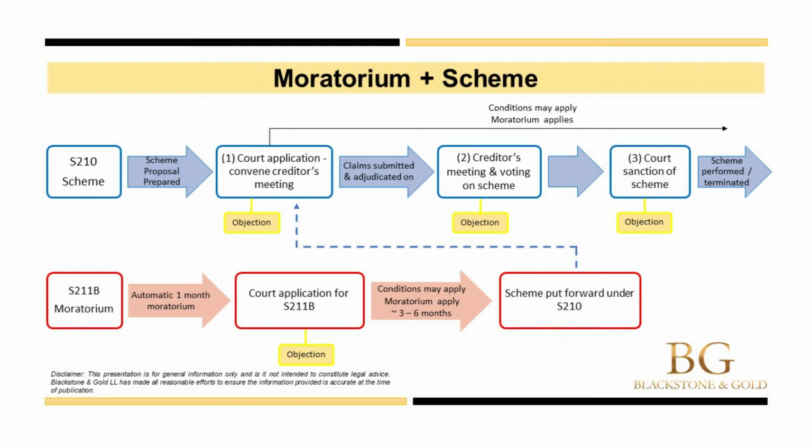So how does it start? Back in the day, before Section 211B a couple of years ago, all you would have was the Section 210 scheme, which is the flow in the blue boxes. And that flow goes on from the scheme until the time the scheme is approved and performed. But as I mentioned before, there was a gap between the time a scheme is put forward to the court and a company having its assets stripped or having claims pursued against it, such that it actually goes against the whole objective of a restructuring.